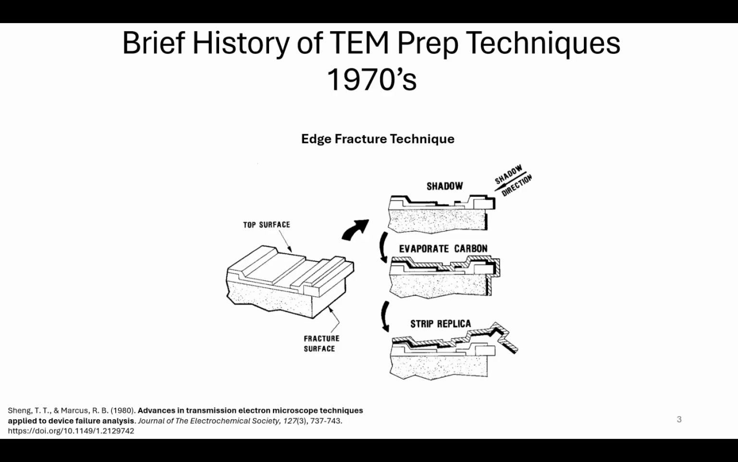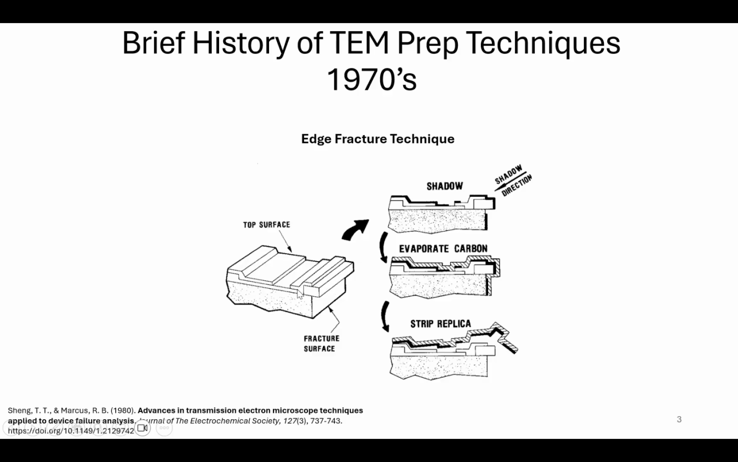So let's take a quick look at the history of TEM prep and how much it's changed in the last few decades. And here are some of the first ways that researchers were making TEM lamella. So the edge fracture technique, which I'm showing on this slide, is maybe the oldest technique for TEM prep. It involves fracturing the sample and taking advantage of the fact that multi-layered devices typically don't fracture cleanly through all the layers, but one layer will be set back a bit from the next.